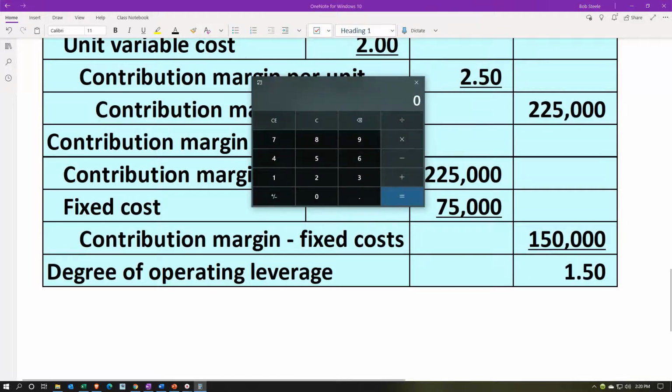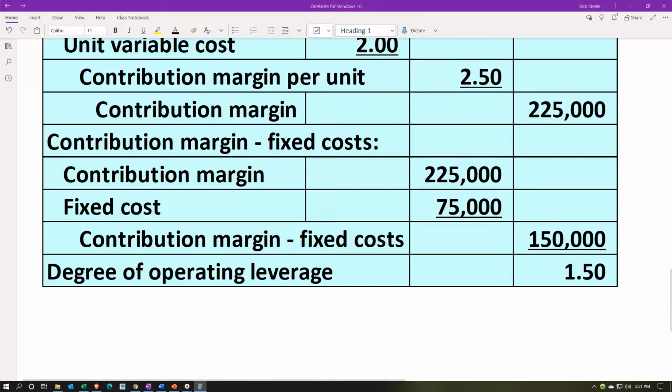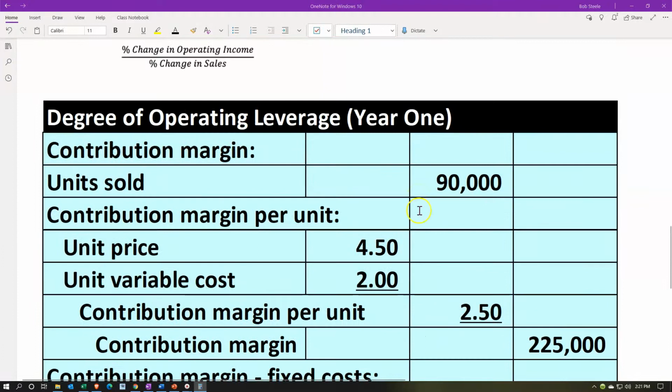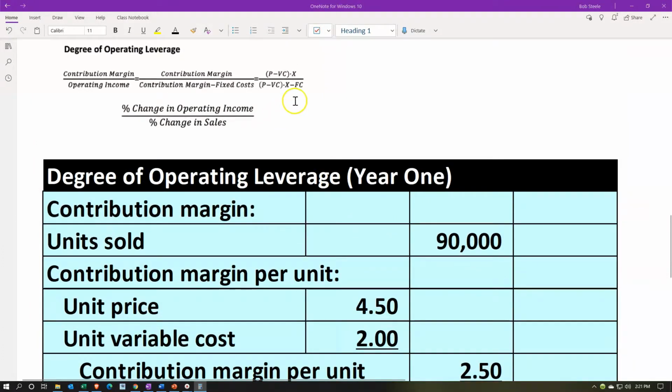And then we can take the numerator, 225,000 contribution margin, divided by the operating income, 150,000, and that's going to give us once again that 1.5. So that's the alternative method that you could use in a comparison between these two methods for calculating the operating leverage.